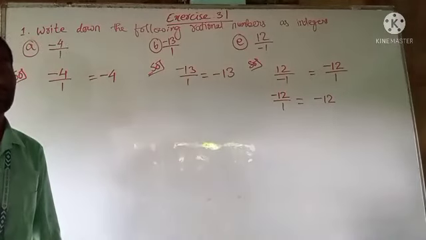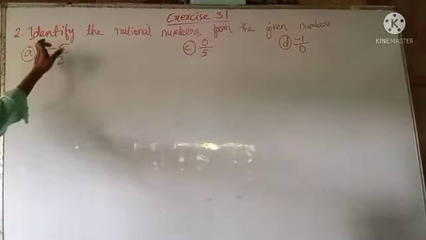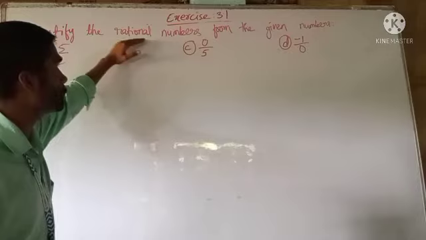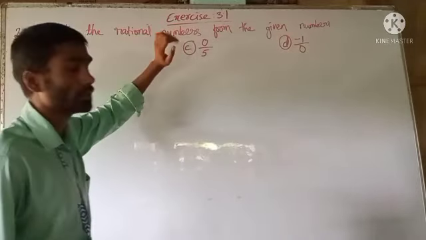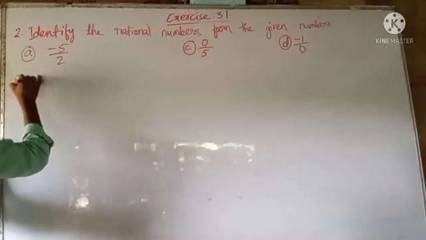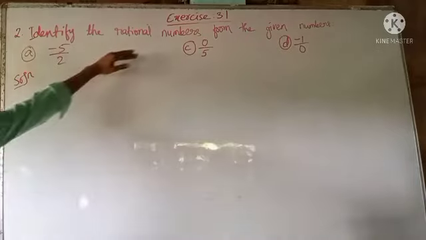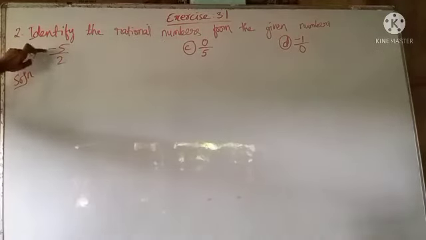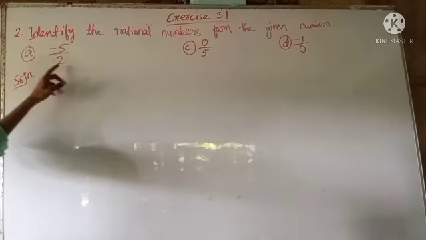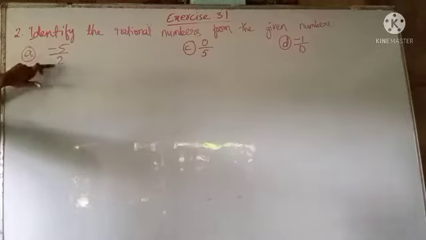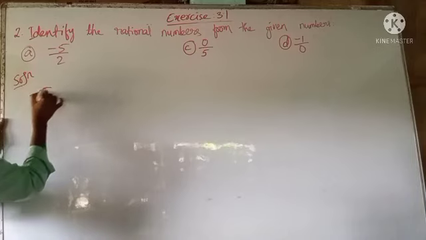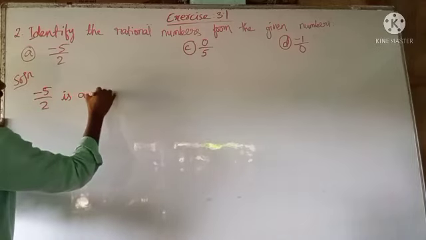Now let me show you question number 2. Question number 2 here: identify the rational numbers from the given numbers. Here some numbers are given and we are asked to identify which are the rational numbers. So the first one is option number A, minus 5 by 2. For rational numbers, as I have said, it should be of the form p by q, where q, that is in the denominator's place, should not be equal to 0. Here in the denominator's place it is 2. So it is a rational number and it is of the form p by q. So we can write our answer: minus 5 by 2 is a rational number.